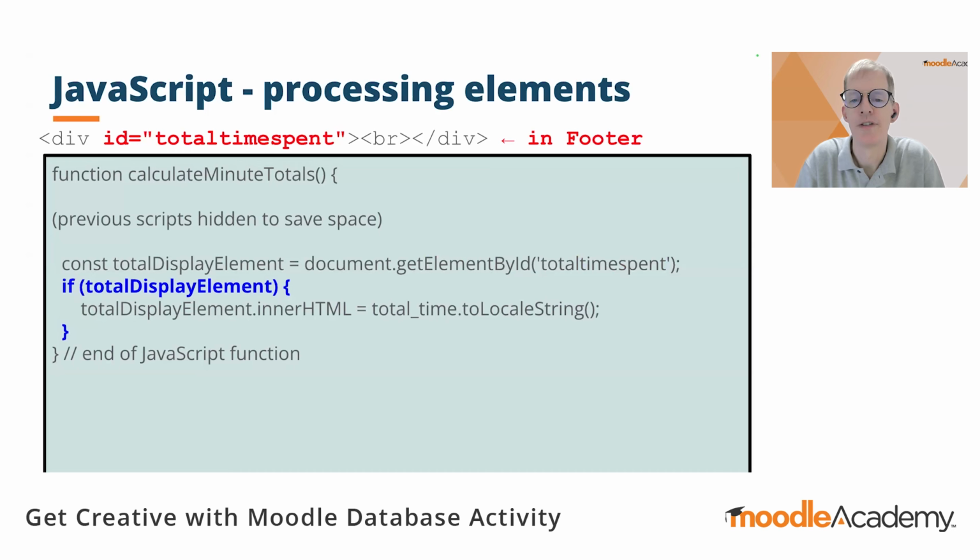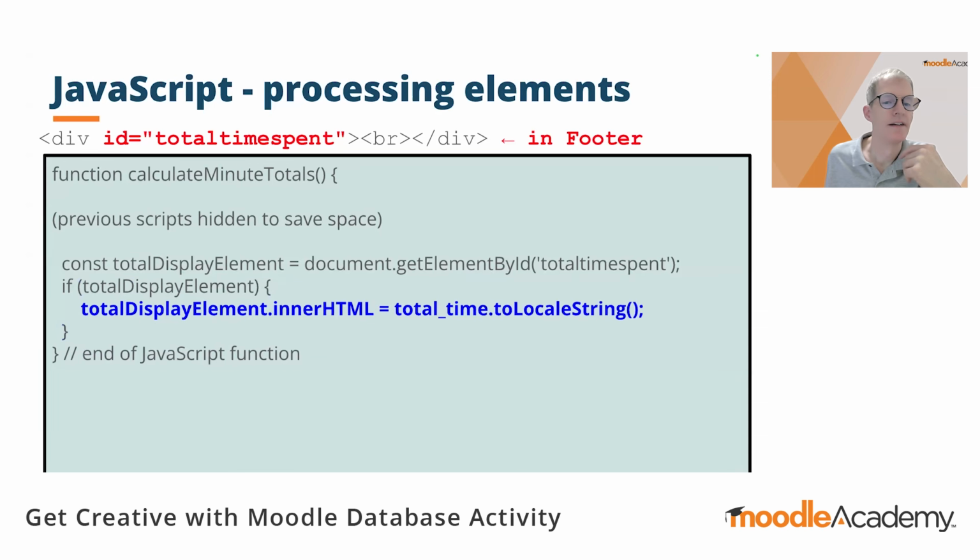One more check to make sure the total display element with ID equals total time spent exists. It's good practice to cover for any possible error that might occur. So we're just checking, did we find the ID equals total time spent element? And if we did, the final step, replace the total time into the inner HTML. So we're saying total display element dot inner HTML equals total time dot to locale string. Okay, that will replace the BR tag with the number, which will be our total.